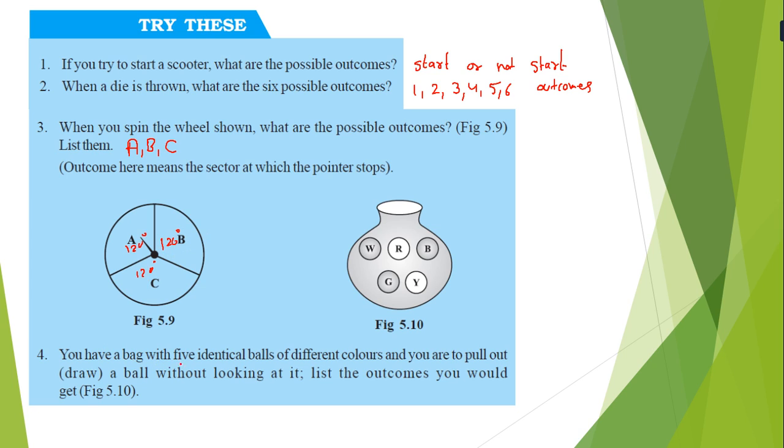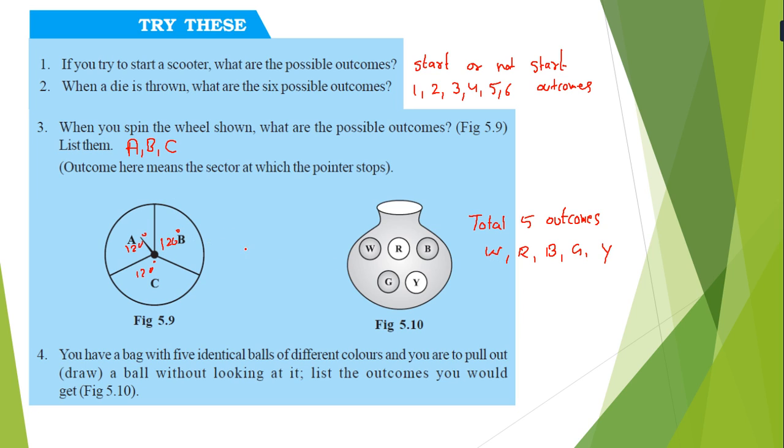You have a bag with 5 identical balls of different colors: white, red, blue, green and yellow. You are to pull out a ball without looking at it. List the outcomes you would get. So how many outcomes are there in total? 5 outcomes. That is white, red, blue, green and yellow.